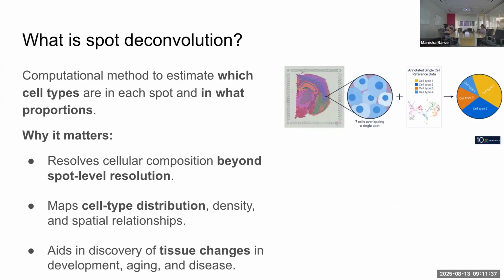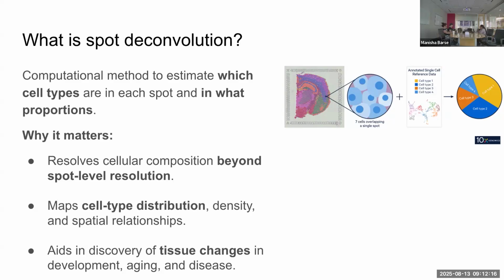So what is spot deconvolution? It's a computational method to estimate which cell types are in each spot and the proportion of each cell type. Why does it matter? It resolves the cellular composition beyond the spot-level resolution. It maps the cell type distribution, and looks at spatial density and spatial relationships. It also helps in the discovery of tissue changes in development, aging, and diseases.